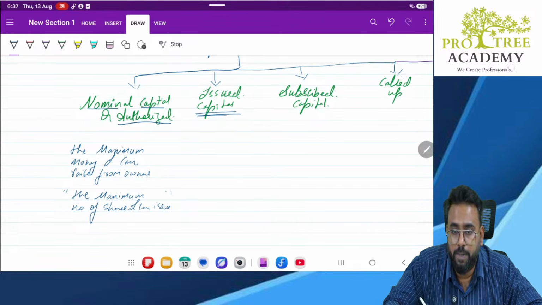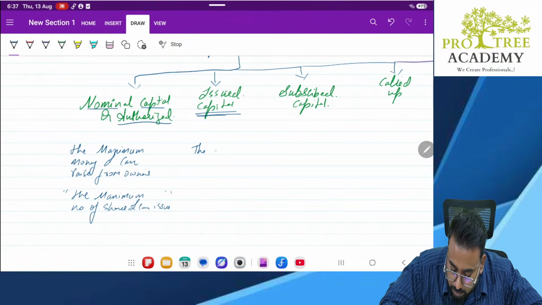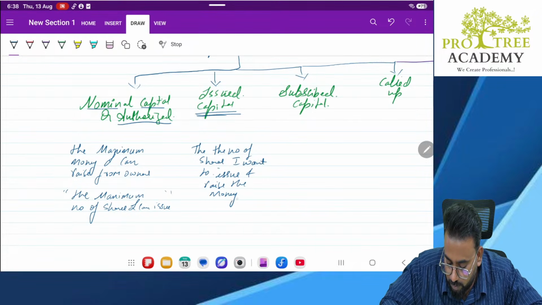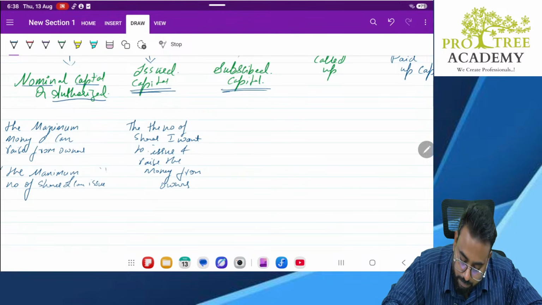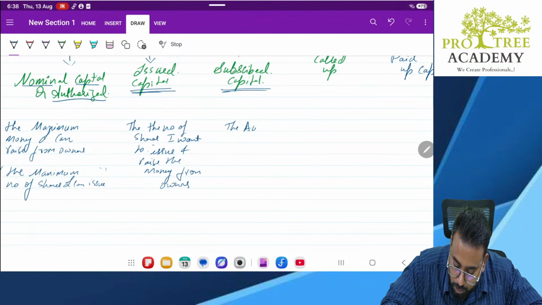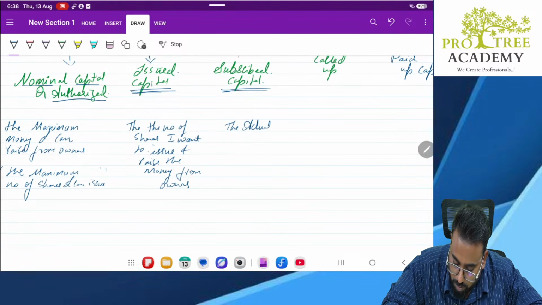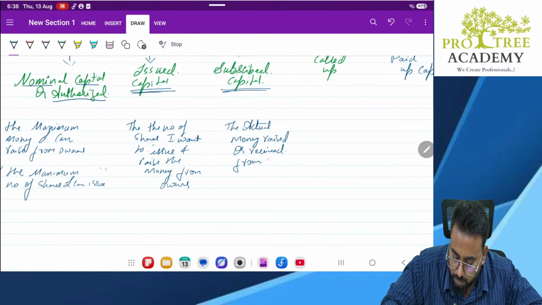Now, what is issued capital, sir? This is the number of shares I want to issue and raise the money from owners. Now, what is subscribed capital? Subscribed capital is the actual money raised or received from the owners.